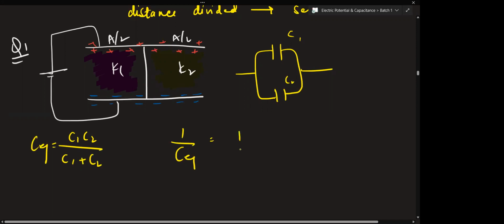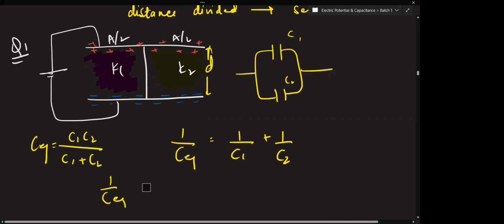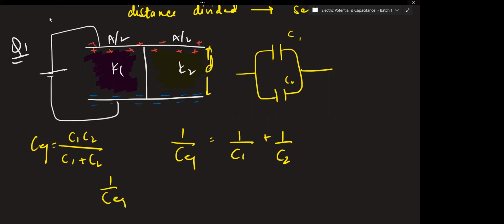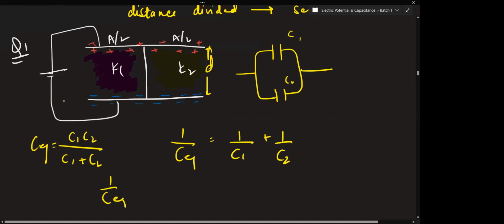1 by C equivalent is 1 by C1 plus 1 by C2. If you take the LCM, it looks like this. So 1 by C equivalent will be what? This separation is D, and D remains the same here. What is getting divided? Area is getting divided. It means if area is getting divided, you have the combination as parallel.